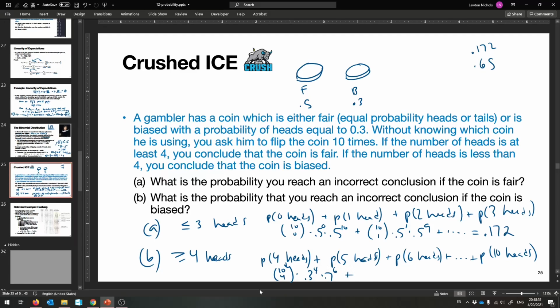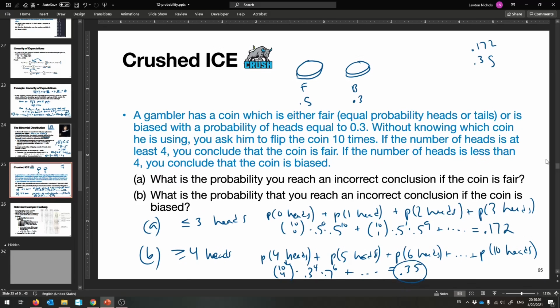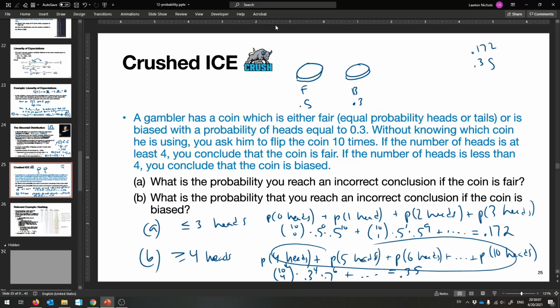That's 6. And if you do this all out together, the answer that you get back is 0.35. So 35% chance that you end up guessing this way, okay? If you get 4 or more heads from the biased coin, you have a small chance, not the majority of the time, but it's still quite possible to guess wrong when it's the biased coin, which is a bit better than part A, okay? So yeah, these are your chances of making money.